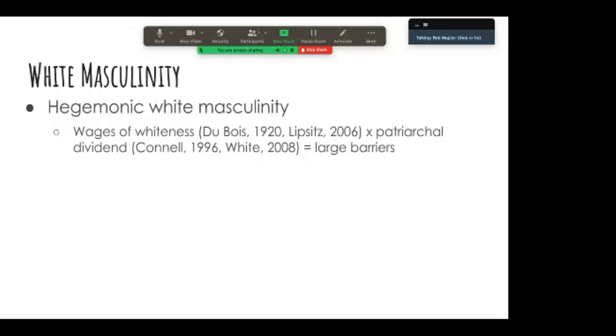And when these wages of whiteness and patriarchal dividend are threatened through diversity initiatives or social justice movements, or people out there on the streets marching for Black Lives Matter, there is often a retreat into whiteness and patriarchy. And we see that very clearly through the Republican Party, but it also happens in more subtle ways for white men, sort of across the board. And so these are large barriers towards white men being parts of social justice movements.